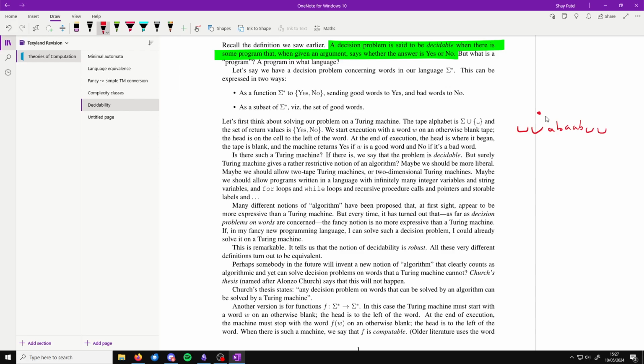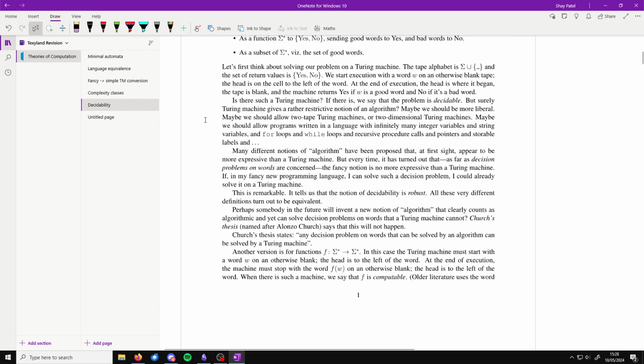At the end of the execution, the head is where it began, the tape is blank, and the machine returns yes if W is a good word, and no if it's a bad word. If there's such a Turing machine that does this and tells you whether a word is good or bad, then we say this is decidable. But if there's not, then it's undecidable.